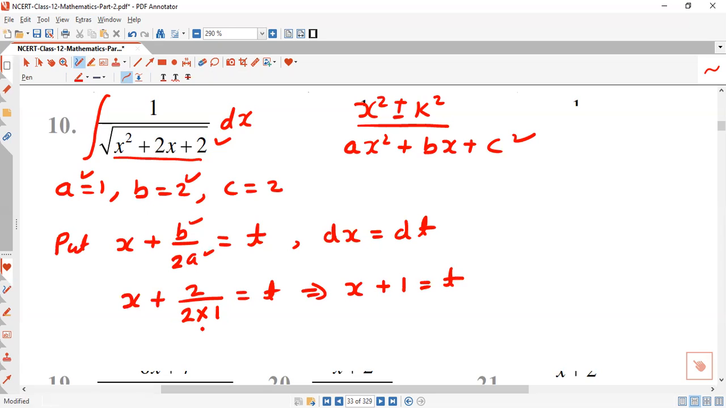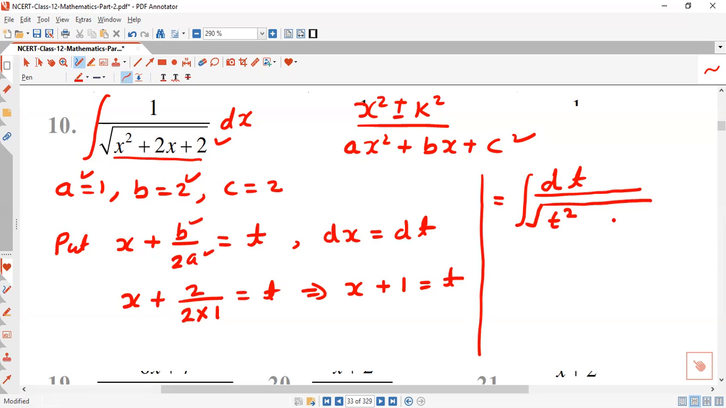Now we have to find the next value, that is the value of k. To find it, t comes out as above. So your integration becomes integration dt over the square root. The coefficient of a is 1, so no need to write the 1 here. Write t square, and after that we have to calculate the remaining term.